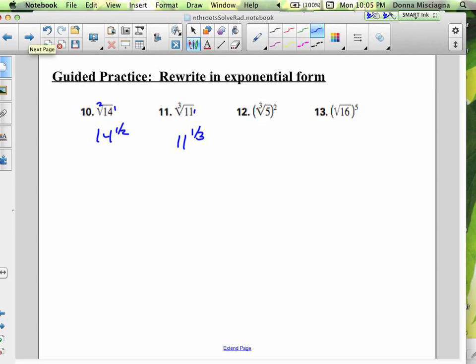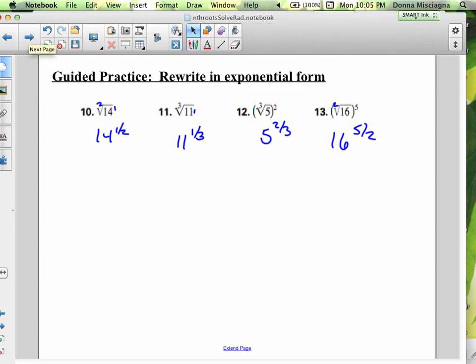On the next one, we have 5 to the 2/3 power, because the exponent is the numerator and the root is the denominator. And then this is understood to be a square root. This would be 16 to the 5/2 power. And that's all there is to changing from radical form to rational form.